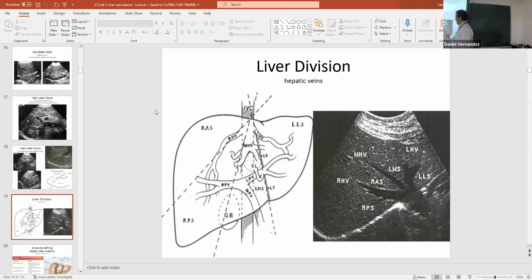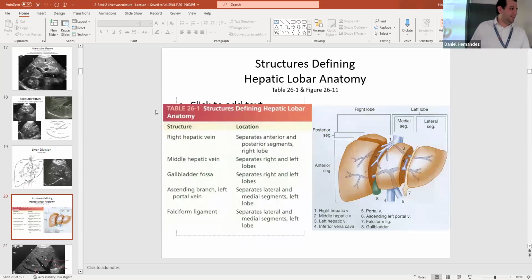For this one, I want you to be able to label your segments and your vessels on this ultrasound image. Don't worry about the diagram, just the ultrasound image.